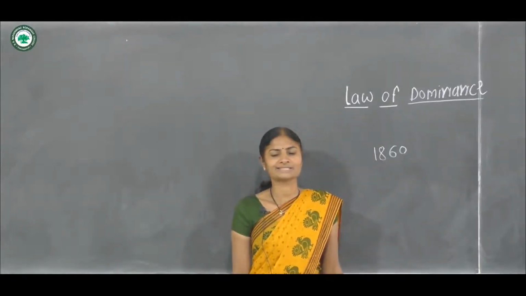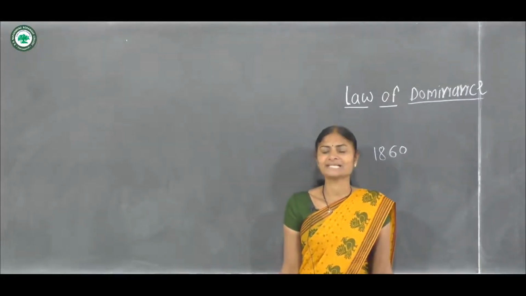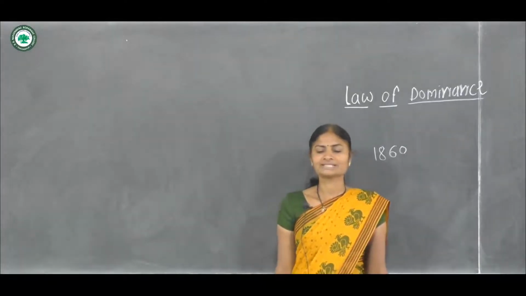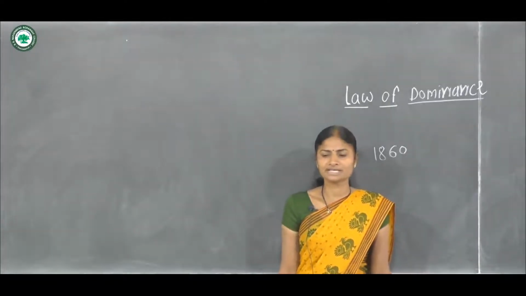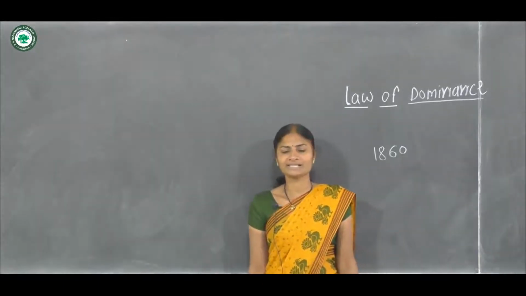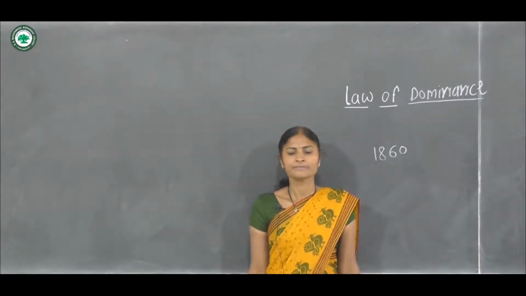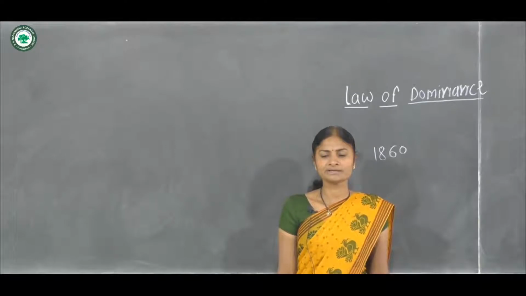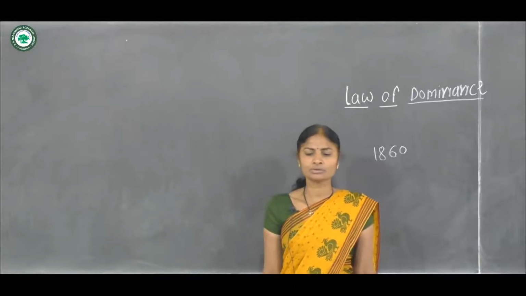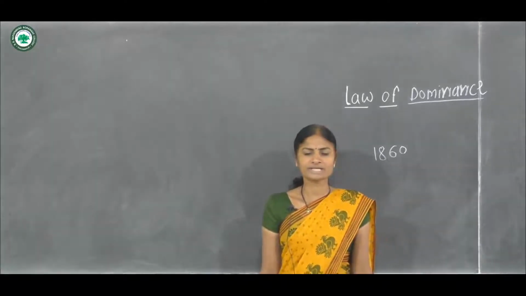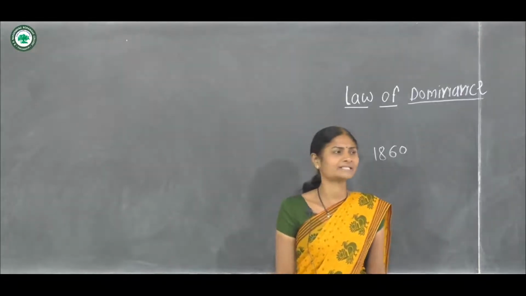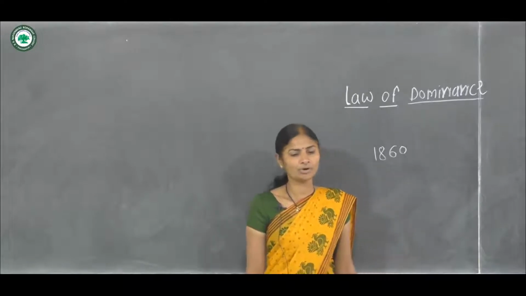The law of dominance states that dominant alleles will always hide recessive alleles. The law of dominance says that when an organism is heterozygous for a trait, only the dominant allele will produce the phenotype. Dominant alleles are expressed in heterozygotes, while recessive traits are expressed only if the organism is homozygous for the recessive genes. This law is also called the principle of dominance.